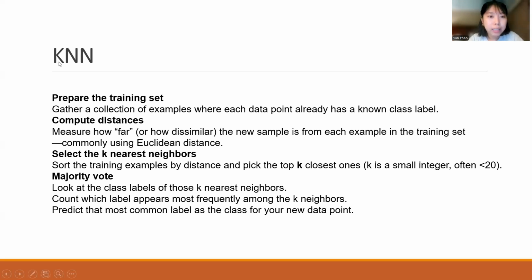We call it KNN. So what does the k refer to? It comes from here. It means that we need to pick the top k closest neighbors. K is a small integer, usually less than 20. The last step is a majority vote. We take a majority vote from the k nearest neighbors, and the majority will be the new class we assign to the data we were asked to classify. Any question about this part?